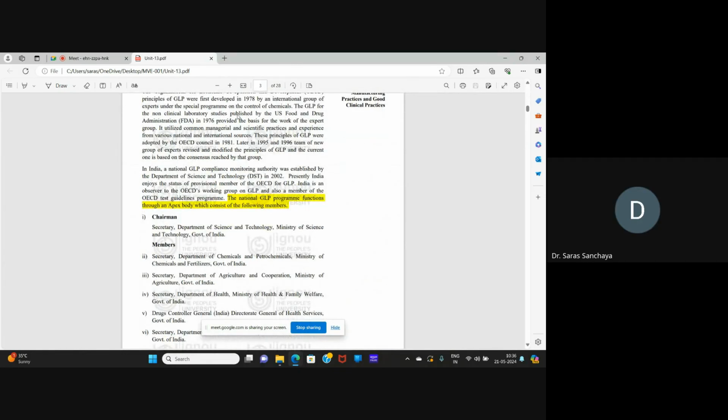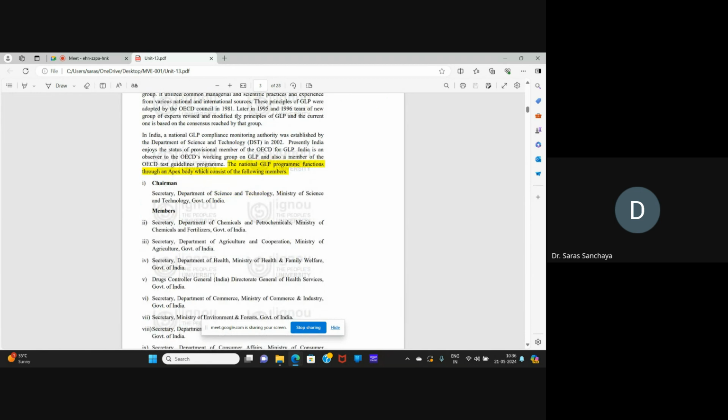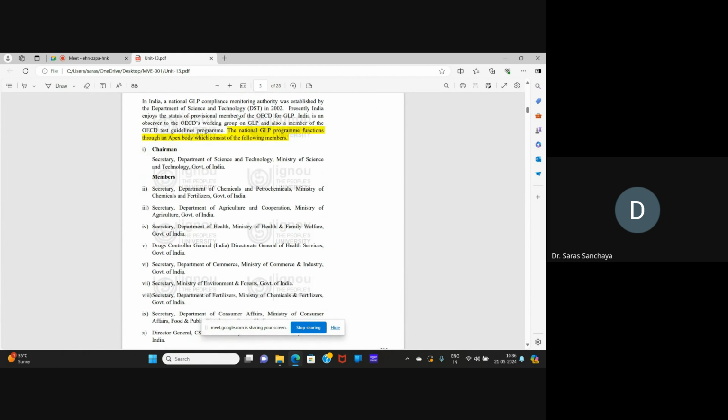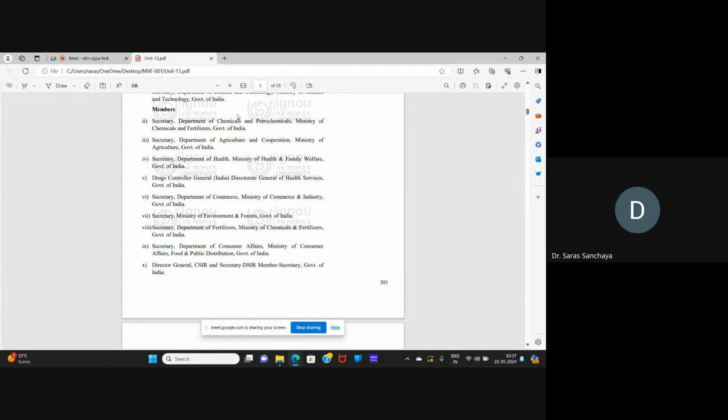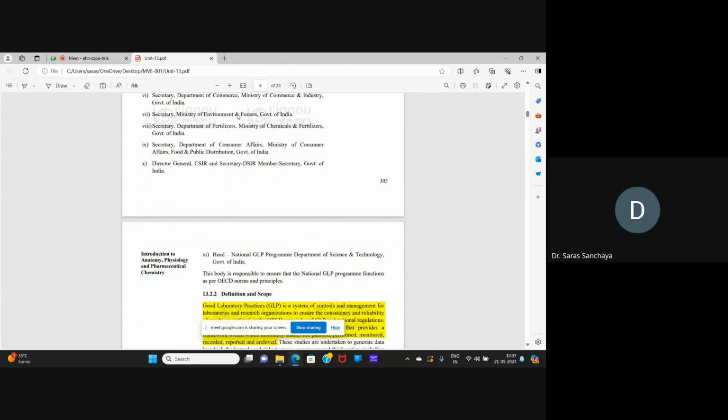The National Good Laboratory Practices Program functions through an apex body which consists of the following members: a chairman, who is the Secretary, Department of Science and Technology or Ministry of Science and Technology of Government of India, then various members or secretaries of Department of Chemicals and Petrochemicals, then Department of Agriculture and Cooperation, Department of Health, Ministry of Health and Family Welfare, then Drugs Controller General of India, Secretary of Department of Commerce, Secretary of Ministry of Environment and Forest, Secretary of Department of Fertilizers, Secretary of Department of Consumer Affairs, and Director General of CSIR and Secretary of DSIR, Head of National GLP Program of Government of India.